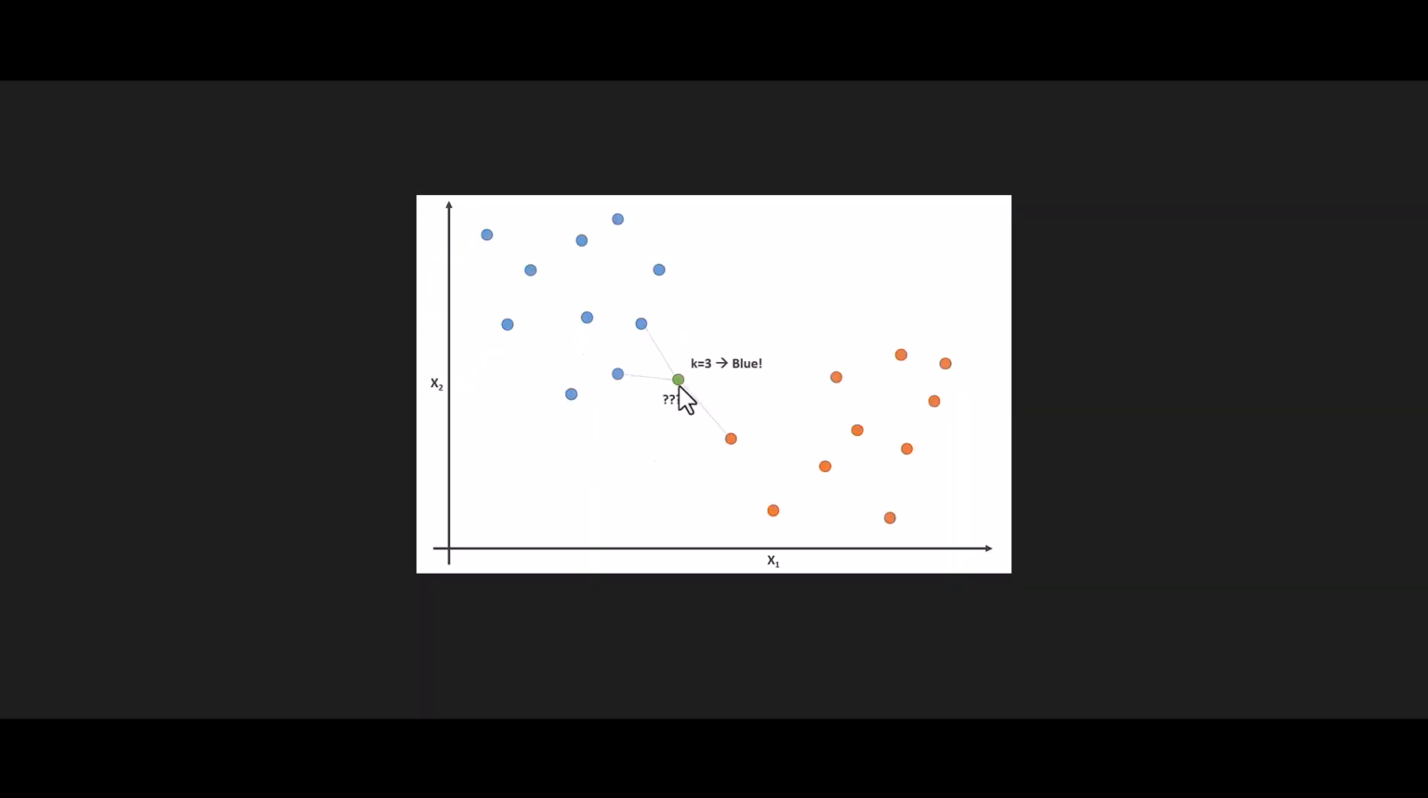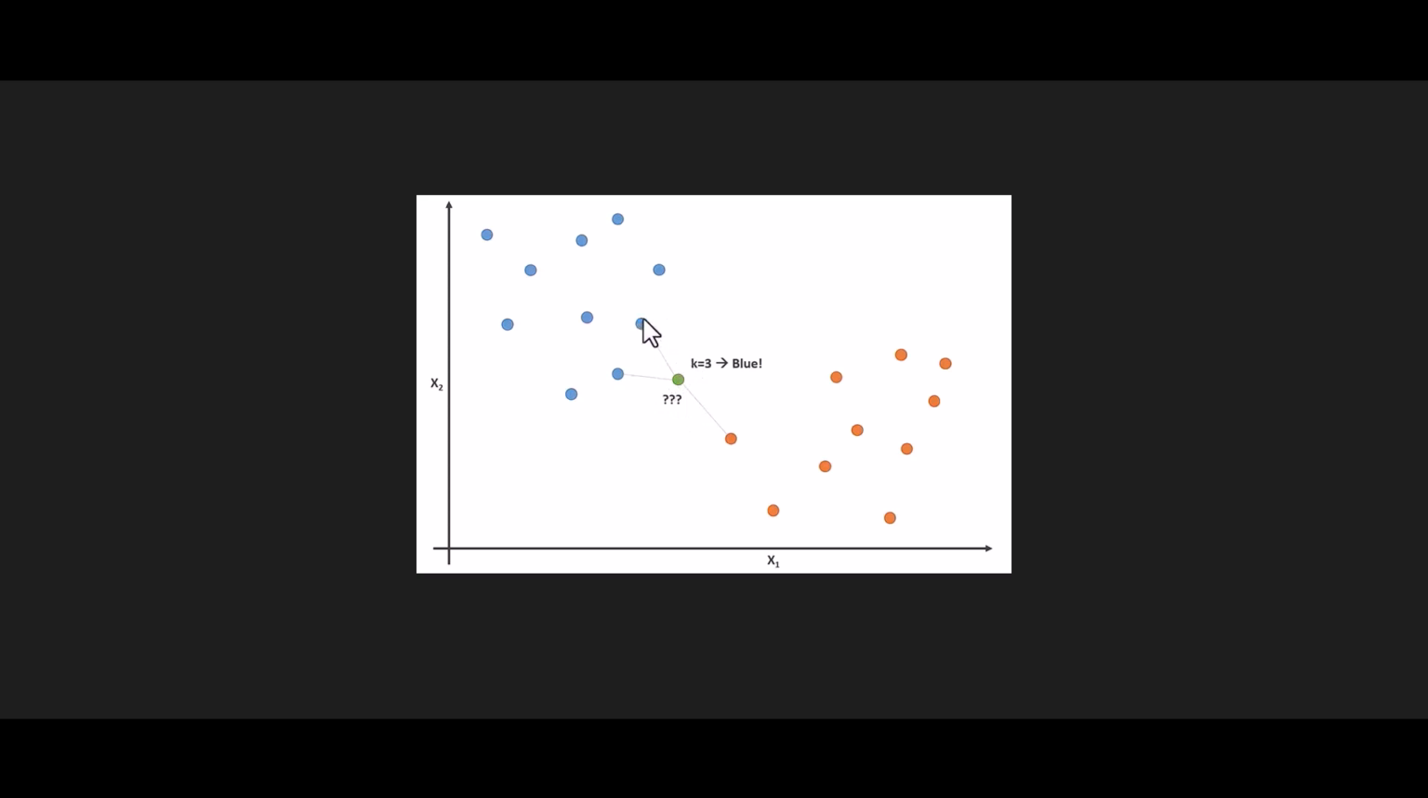Here we can see that green is the query point and we have 2 different categories: blue colored data points and orange colored data points. These 2 are different categories. You can consider blue as yes and orange as no. Now we have a query point here. So to which category does this particular query point belong?